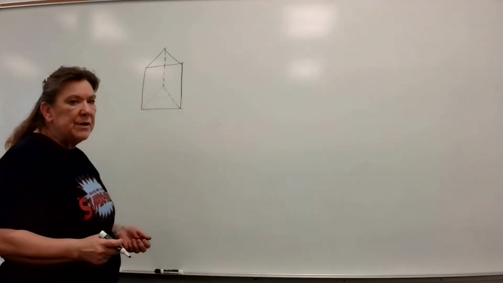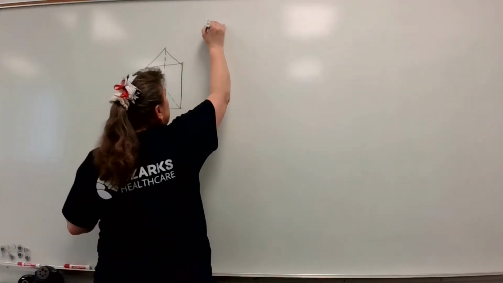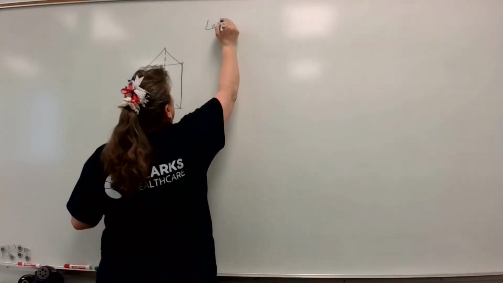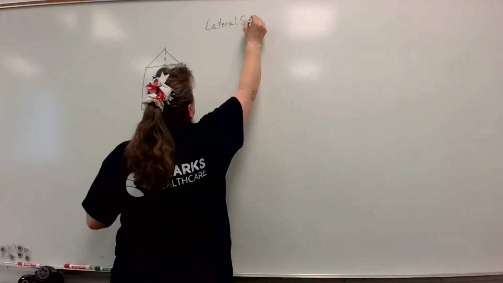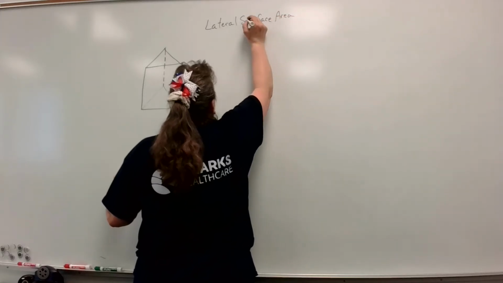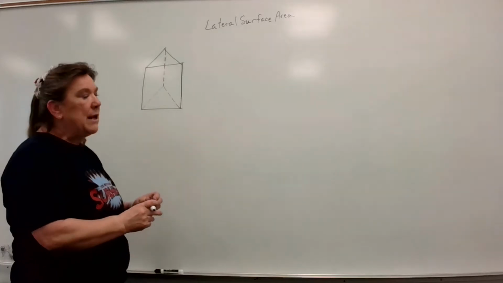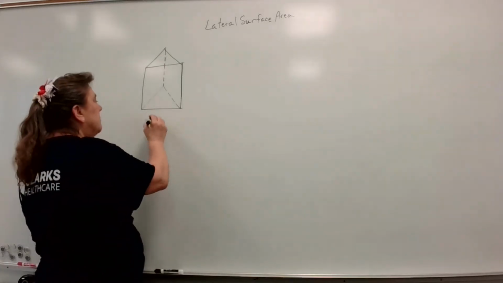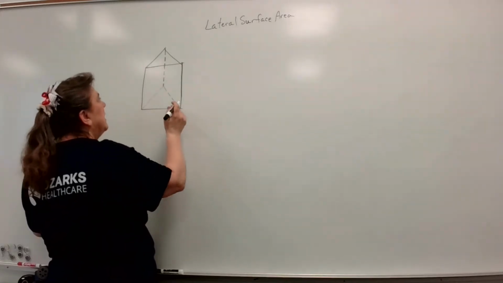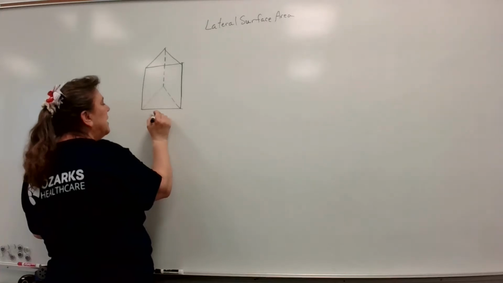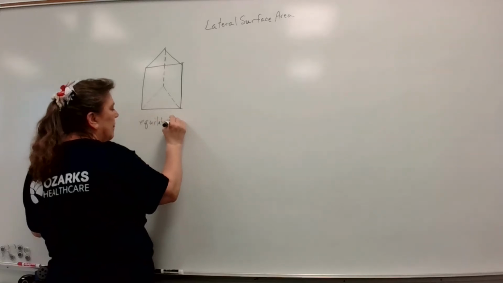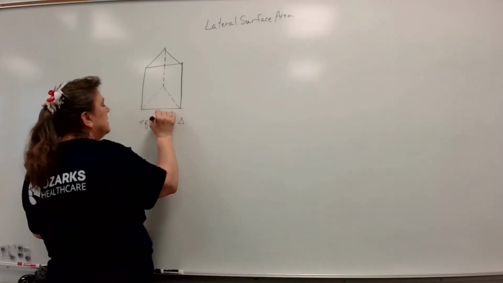Okay. How are we going to figure the surface area of the lateral surface area? Lateral surface area. Okay, my lateral surface area is the perimeter of my triangle times the height of the lateral. So the perimeter of the triangle, let's say it's an equilateral triangle, so that means all the sides are the same. And let's make it 6 inches.